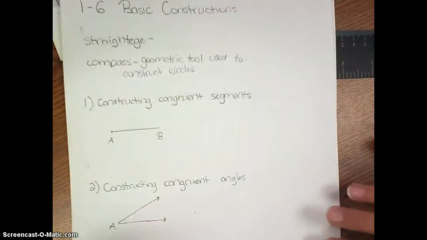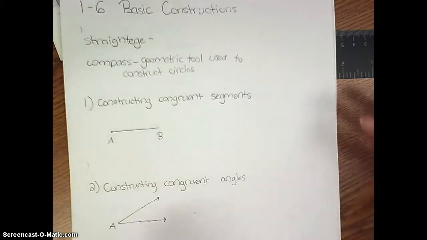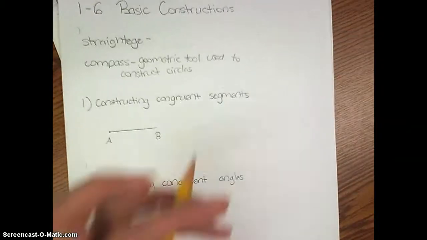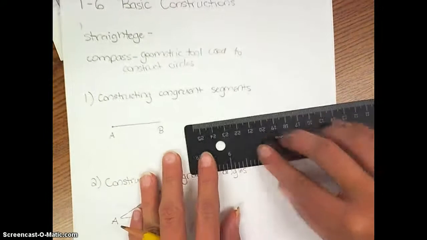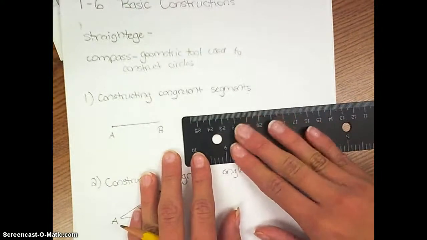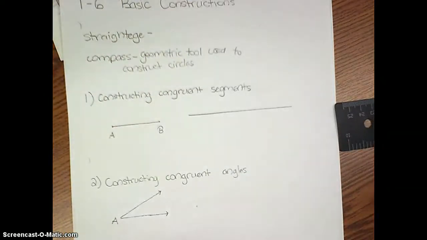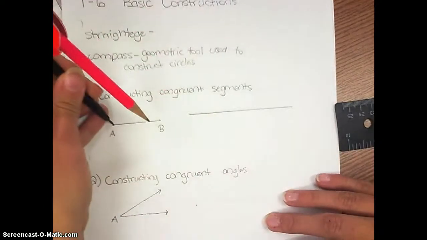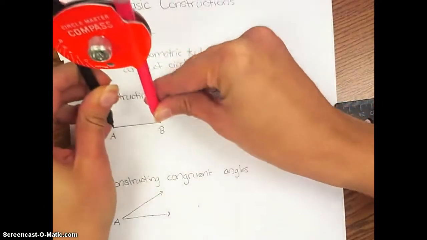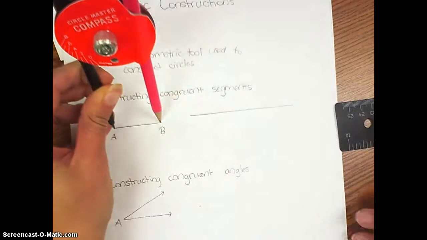Okay, so the first construction we're going to look at is constructing congruent segments. So the first step in constructing these is just to draw a segment, one that you know is definitely longer than AB. Okay, so I know that one's at least the length of AB or longer. The next thing you're going to do is put one point at A and put the other point, the pencil point, at B.